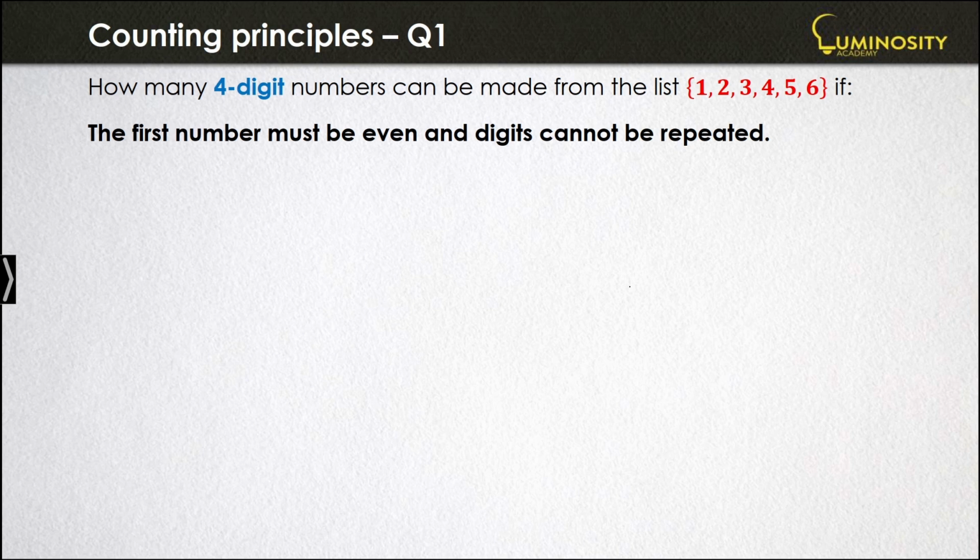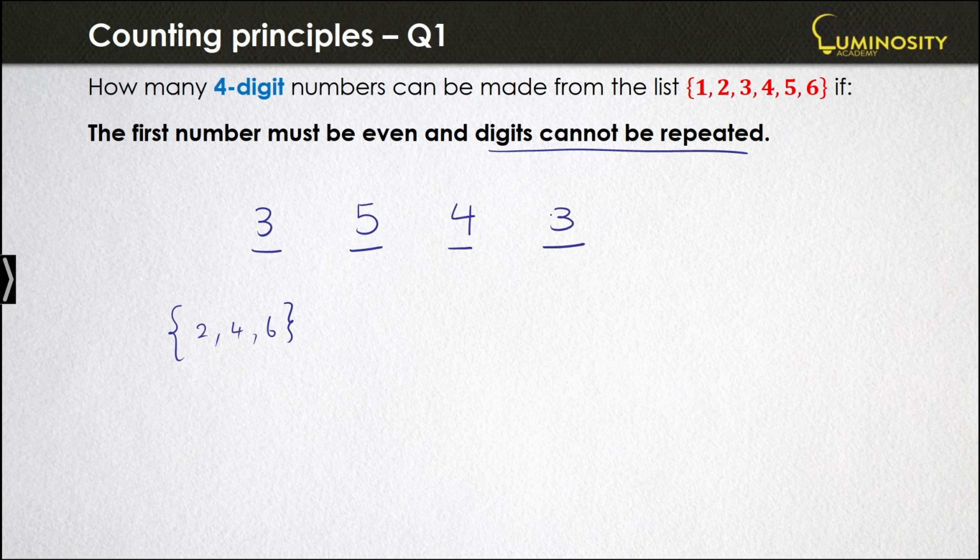What if the first number must be even and the digits cannot be repeated? So again, 1, 2, 3, 4 different places here. But for the first number, because it must be even, we have to choose from 2, 4, or 6. So there are 3 different possibilities we can choose for the first number in that 4-digit number. And because digits cannot be repeated, since we picked one of these, there are 5 left in total out of the 6 numbers remaining. Then there will be 4 numbers left and then 3 numbers left to choose from.